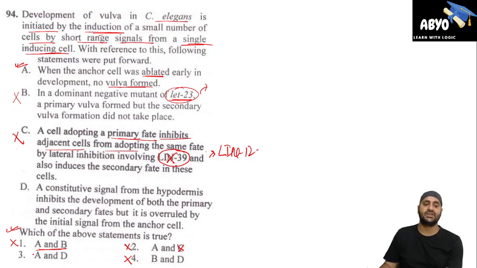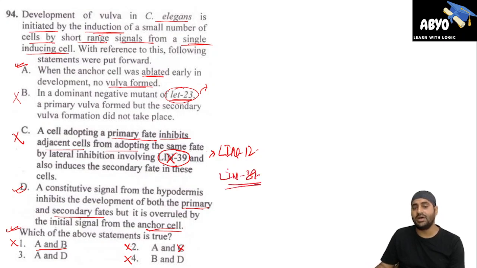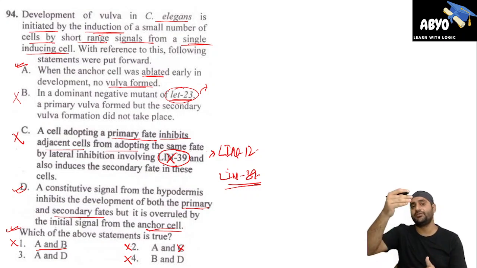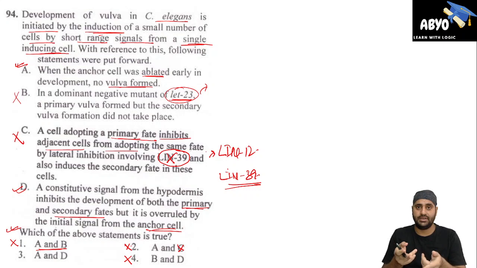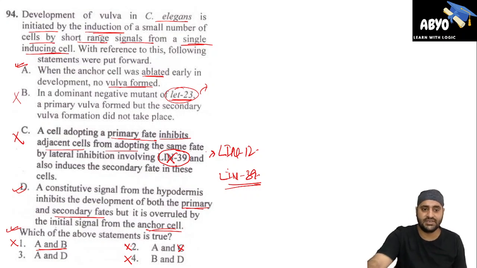Now the last option, we have A and D. Let us see option D. A constitutive signal from the hypodermis inhibits the development of both primary and secondary fate, but it is overruled by the initial signal from the anchor cell. I have told you earlier as well that Lin39 acts upon all the 6 vulval precursor cells, VPCs, and restricts them from becoming vulva. But once the signal comes from the anchor cell, it will be overruled. Alright, so option 3 is considered to be the correct one.